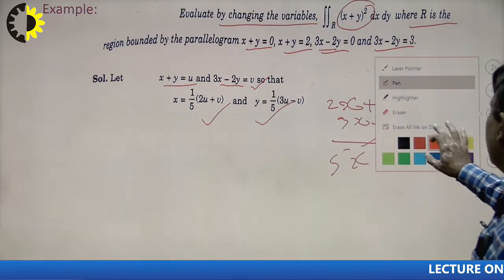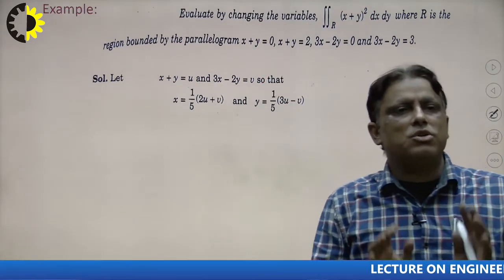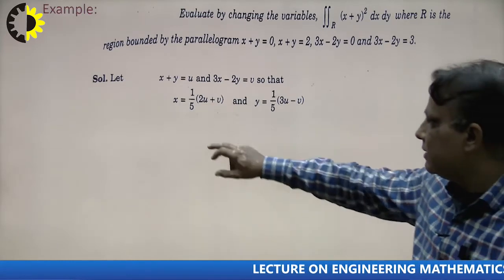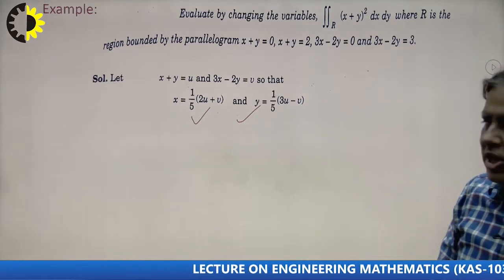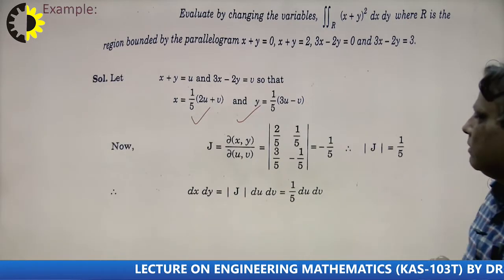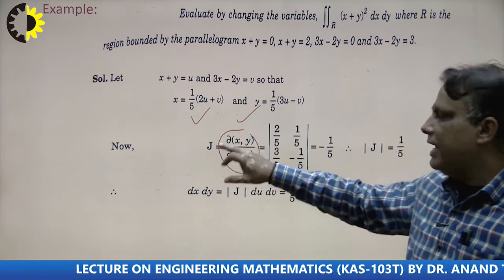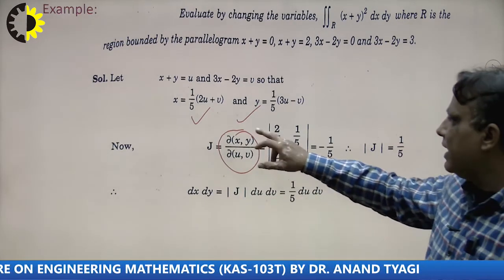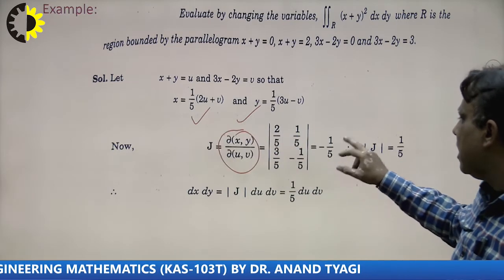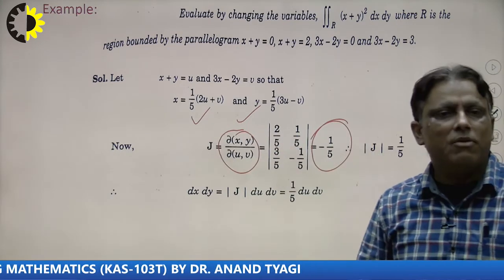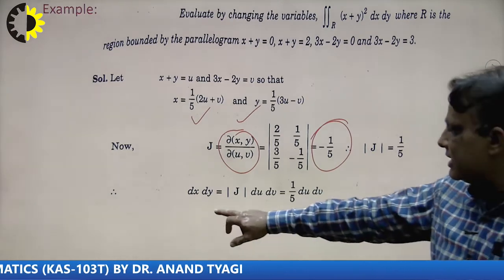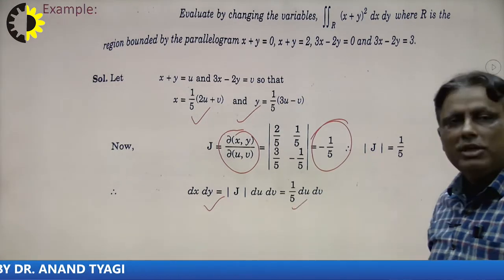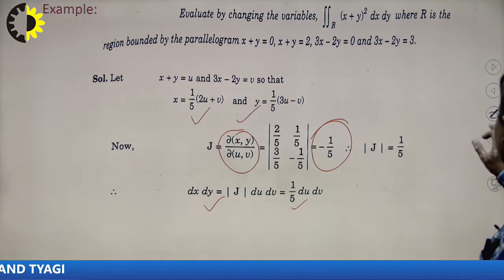So students, listen very carefully: first calculate the values of x and y in terms of u and v. Now evaluate the Jacobian with the help of the given problem. So what will be the Jacobian here? del x upon del u, and so on. So 2 by 5 and 1 by 5 here, and after the evaluation this will be minus 1 by 5, and dx dy will be the modulus of the Jacobian, and the modulus of the Jacobian will be 1 by 5. So in this way we can calculate the result of this problem.